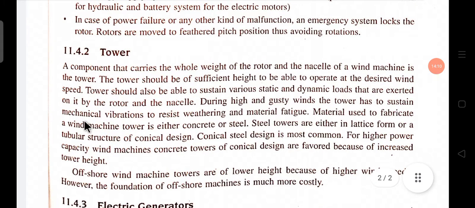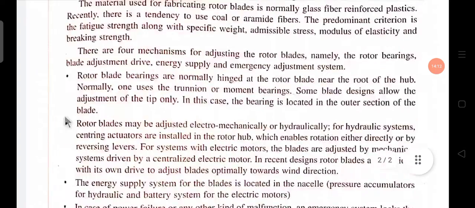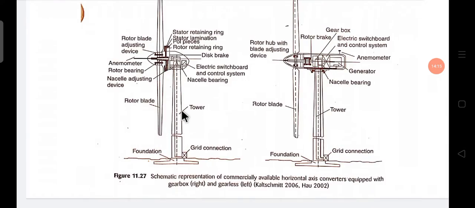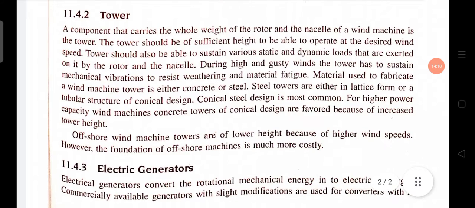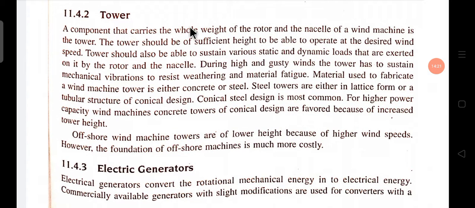Now let us see the tower. The tower is a component that carries the whole weight of the rotor and the nacelle of the wind machine. The tower should be of sufficient height to be able to operate at the desired wind speed. The tower should also be able to sustain various static and dynamic loads expected on it from the rotor and nacelle due to high and gusty wind.